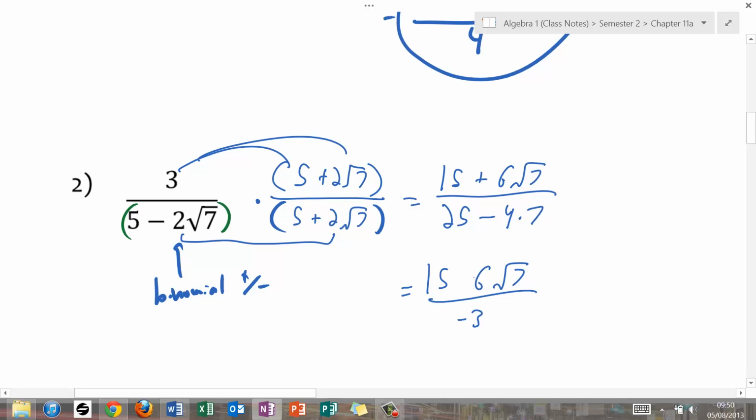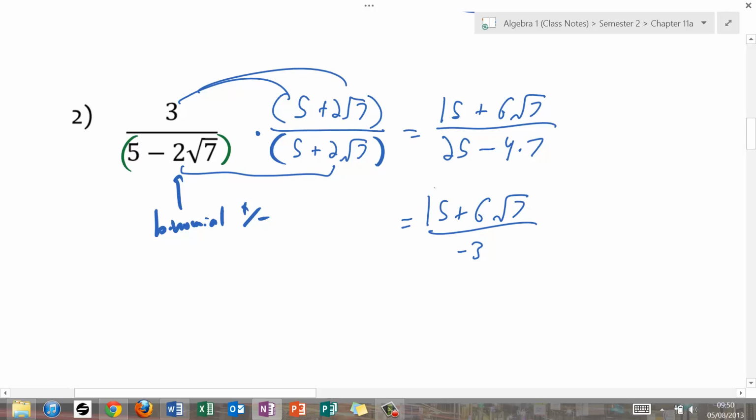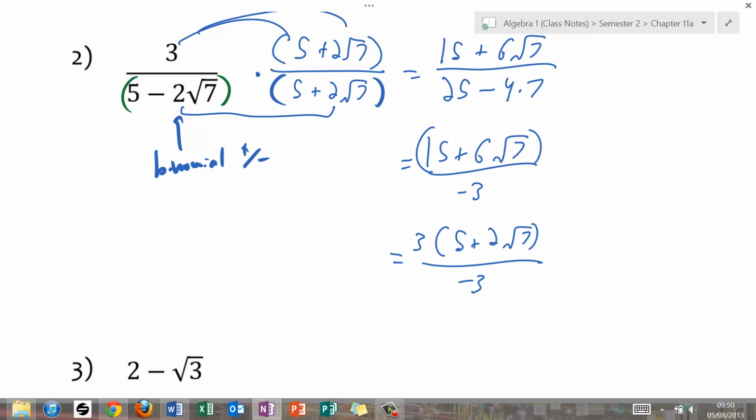Now, if I look at all of these, all of them are divisible by 3, so what I want to do is factor the numerator, take a 3 out, and I get 3 times 5 plus 2 root 7 over negative 3. And if I simplify that, I get 3 over negative 3, which is 1 over negative 1. If I divide by negative 1, I can just change the sign. It's negative 5 minus 2 root 7.